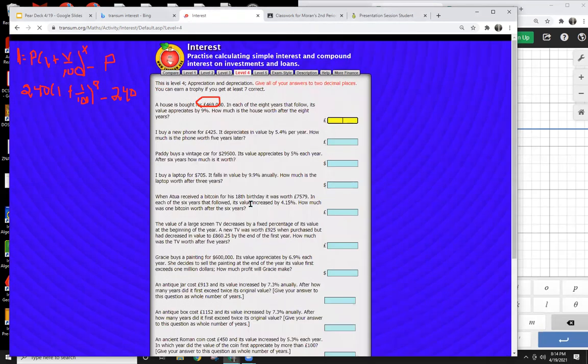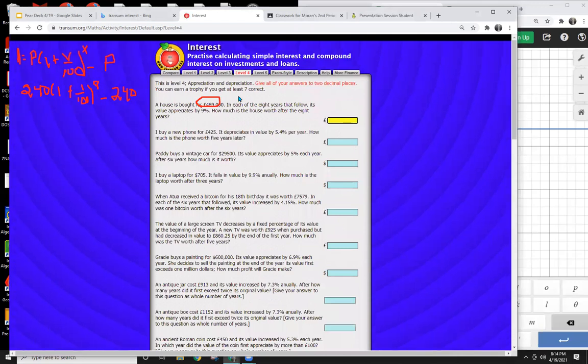Level 4, it's kind of like the same thing we've been doing. So a house is bought for $469,000. In each of the 8 years to follow, its value appreciates. Okay, so appreciates means increasing. So appreciates means you're going to be adding the percent. Depreciates means you're going to be losing the percent. So appreciating is adding, depreciating is subtracting.